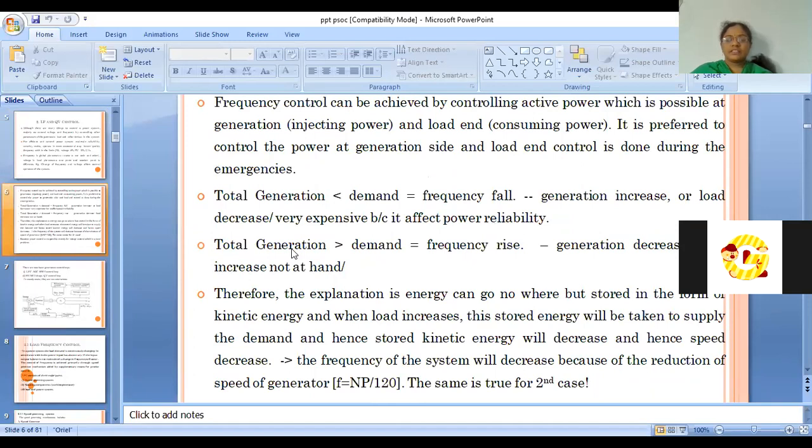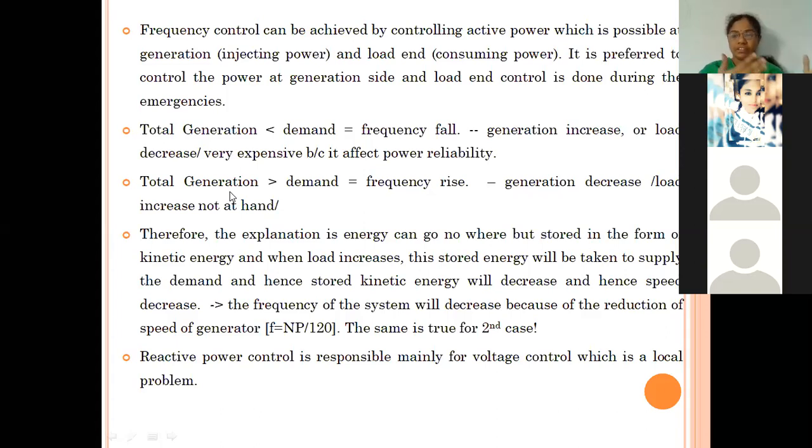Okay. And so from this we have already seen that if the total generation is less than the demand, then the frequency is going to decrease. Demand is nothing but the load. And if the total generation is greater than the demand, that is, whatever the generated power is there, if that is more than the load, then the frequency automatically increases, and we have to decrease the generation.